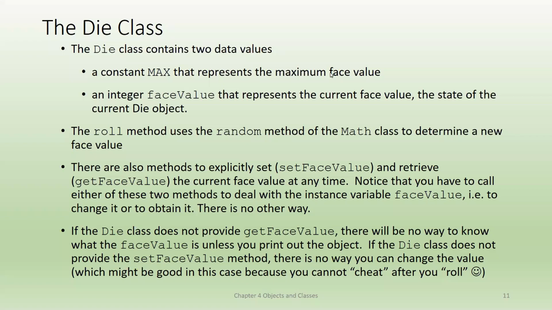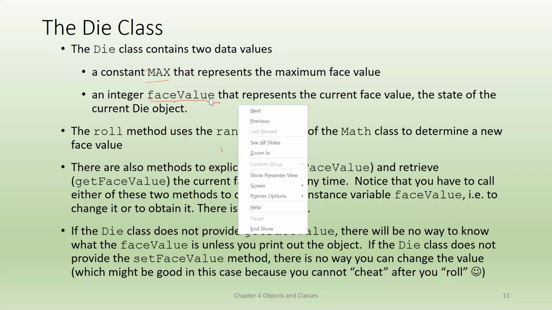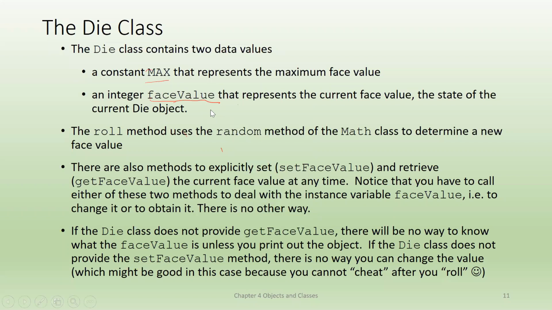The die class. We already discussed all this, as I said. This is a constant, an integer face value. We call this an instance variable. It's the attribute, and a die has only one attribute, the top. The roll is a method. We discussed all this, really, so I'm not going to go through this again. This is something I'm trying to explain to you.